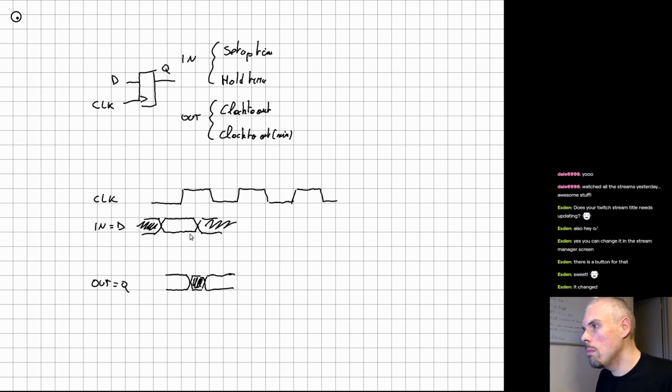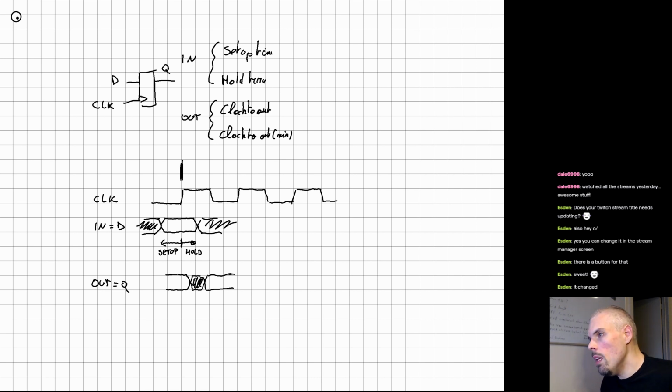So the input parameters. The setup time is how much in advance the data needs to be present. So if that's the clock edge, what we consider to be the clock edge, that's the setup time. So you need to present the data at the input of a flip-flop a certain time before, so that it's correctly captured. And then after the clock edge, you might need to maintain that data some amount of time after the clock edge. That's called the hold time.